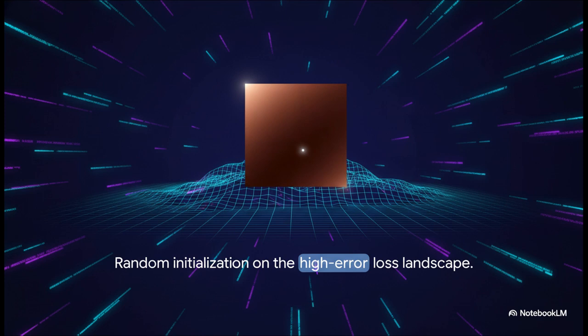The parameters of the network, its weights and biases, start out as random numbers. Because of that, its initial predictions are essentially garbage, which means a very high loss. Imagine a topography where lighter colors represent high error and darker colors represent lower error. At initialization, the network is flying blind, sitting right at the top of a mathematical mountain of error.